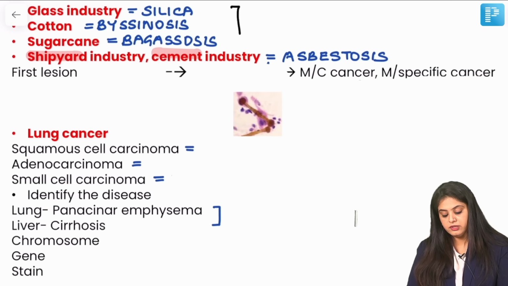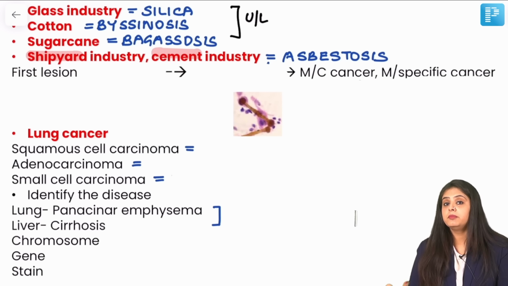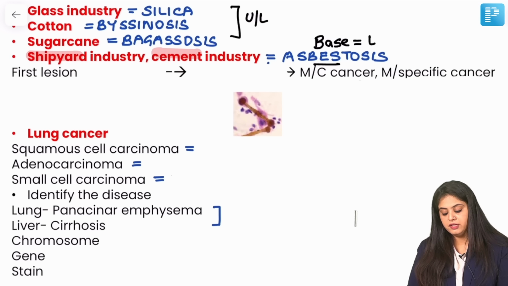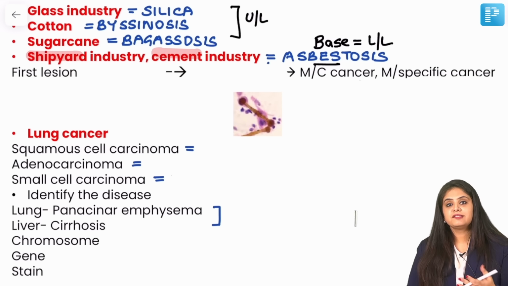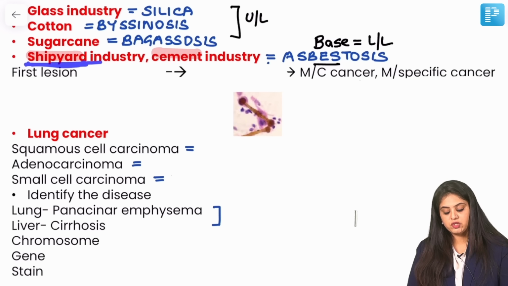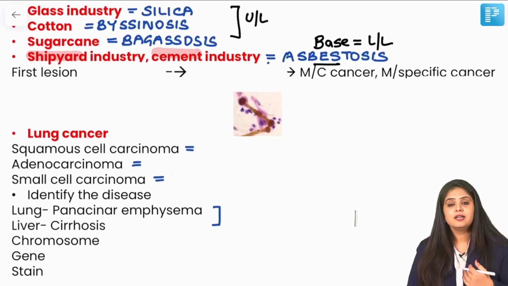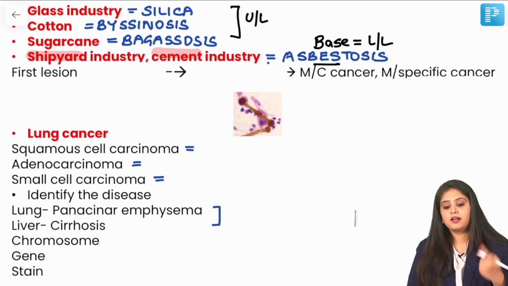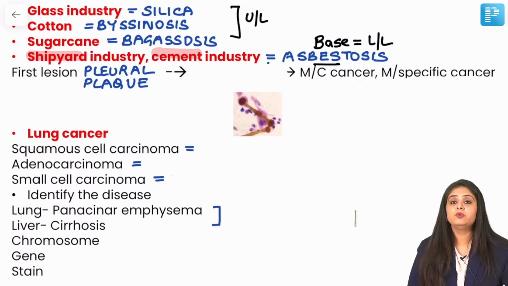Now please note, all the pneumoconiosis usually involve the upper lobe of the lung, but asbestosis we had learnt as base, and that involves the lower lobe of the lung. How does asbestosis occur? Anyone working in especially the shipyard industry and inhaling it, asbestos doesn't go inside or directly to the lungs. It first affects the covering of the lungs. So the first lesion is a pleural plaque.